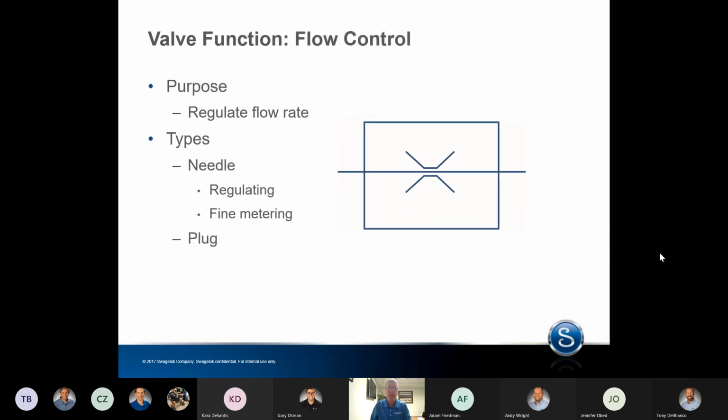The next type of valve function is flow control. The purpose of this type of valve is to regulate flow through a system, whether by simple regulation or fine metering. Needle valves are the most common type for flow control, but they can also be used for on-off control. And although plug valves are primarily used for on-off control, they can also be used to throttle flow.